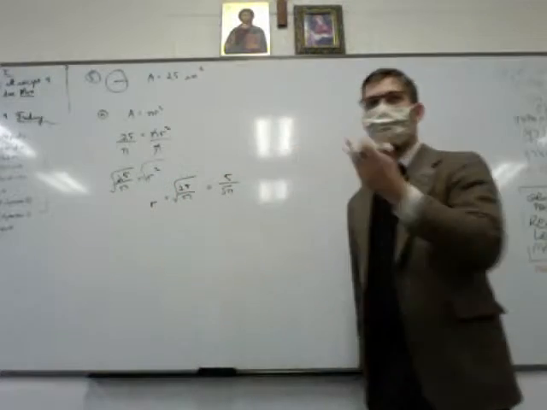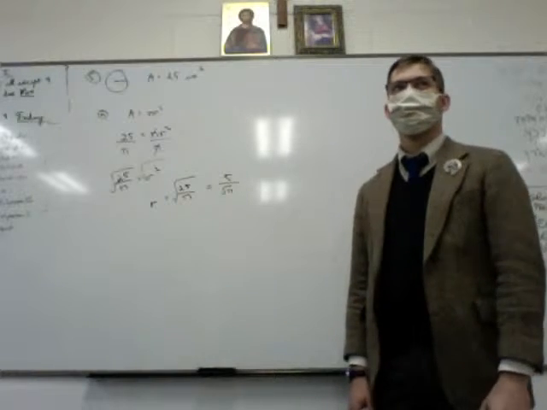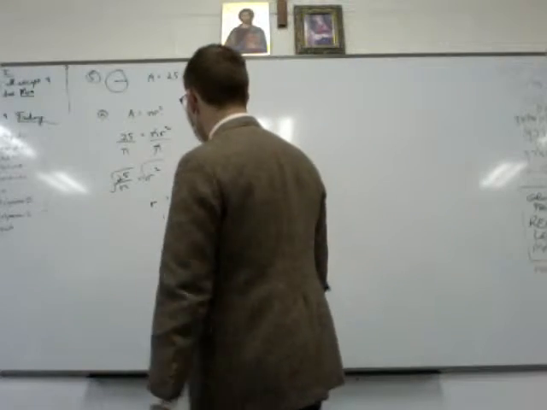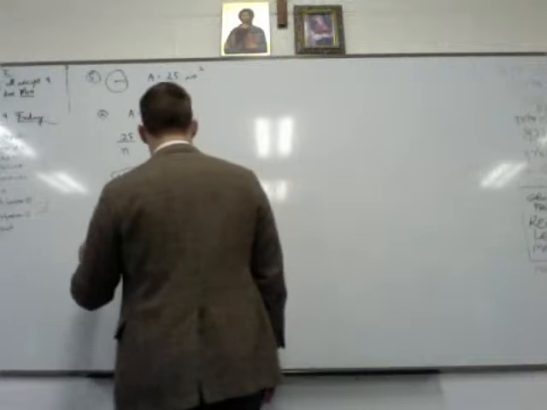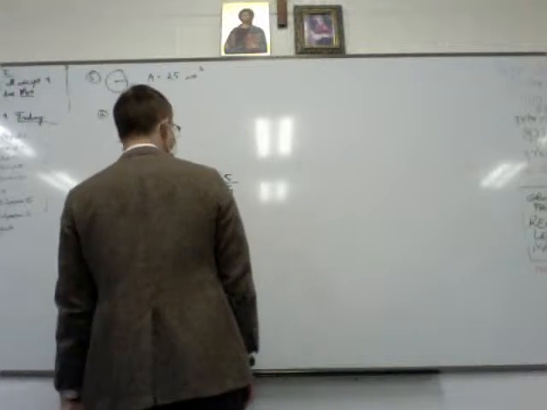I don't know why they gave you this problem. Yeah, it's dumb. Anyway, this is what you should have gotten for A, 5 over square root of pi.